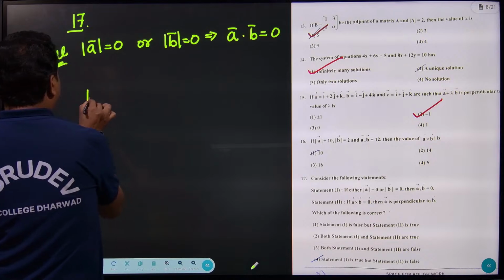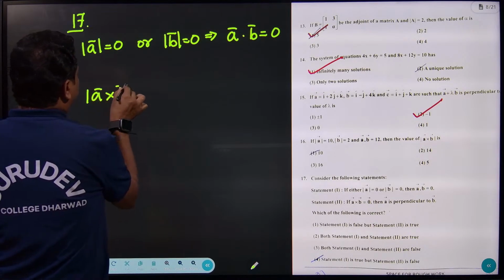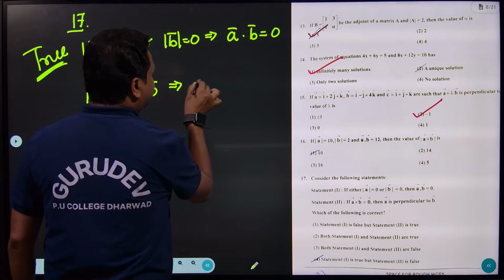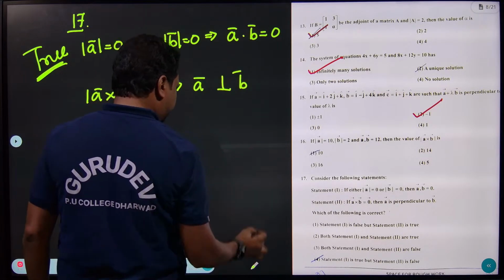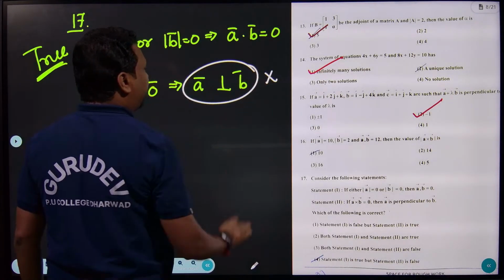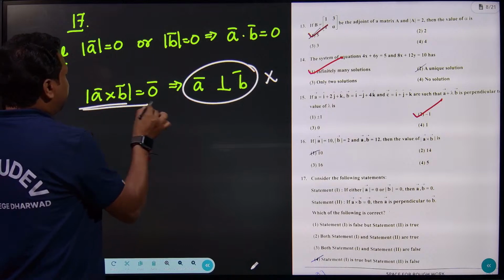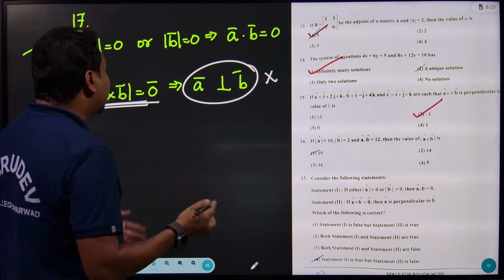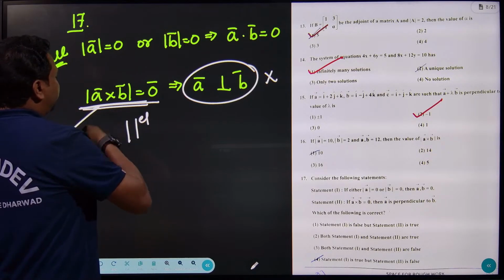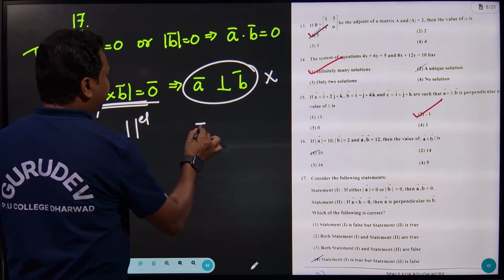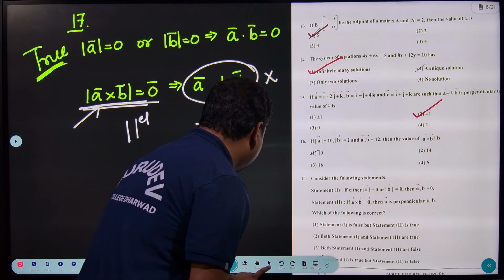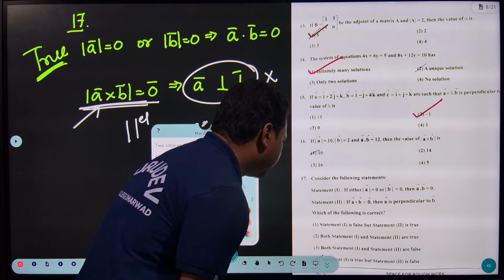Second case: A cross B equals the zero vector, and this implies vector A is perpendicular to vector B, which is a false statement. I repeat, this is wrong. Why is it wrong? Because if A and B are two parallel vectors, if there exists parallelism, only then will A cross B become 0. Therefore, in this case, statement 1 is true, statement 2 is false.